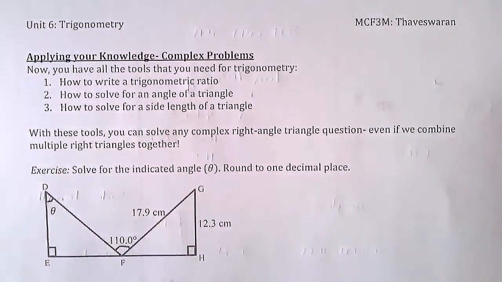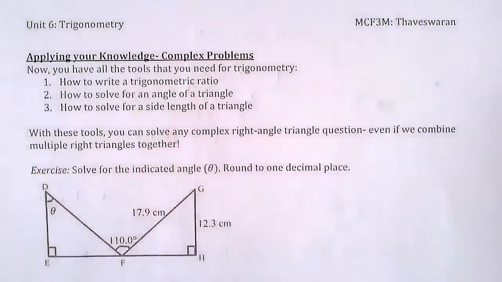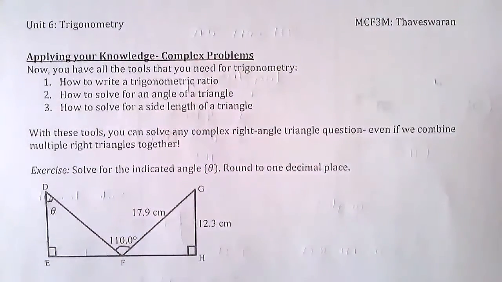So in this section, we're going to apply our knowledge with more complex problems. As I mentioned there, now you have all the tools you need for trigonometry. You know how to write a trigonometric ratio. You know how to solve for an angle of a triangle. You also know how to solve for a side length of the triangle. With these tools, you can solve any complex right triangle question, even if we combine multiple triangles together.